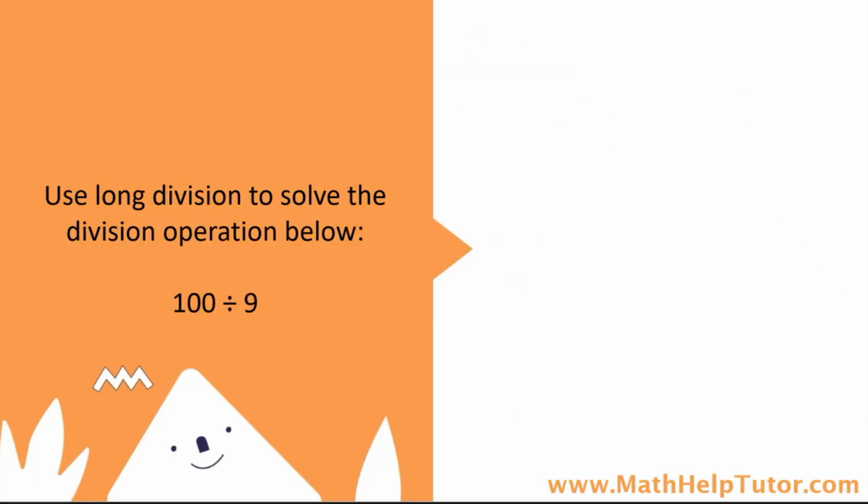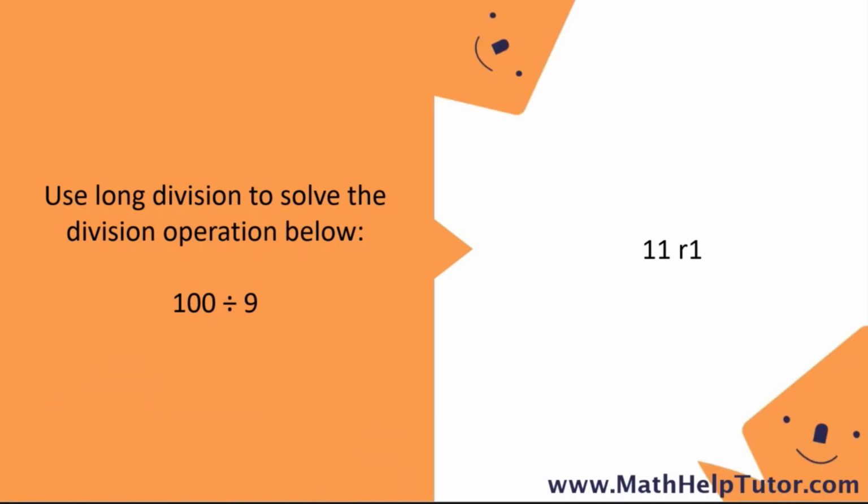Use long division to solve the division operation below. The answer is 11 with a remainder of 1. So how did we arrive at this answer? So first, we write our dividend and our divisor side by side. So we have 109. Next, we draw our long division symbol, and then we choose the digits that we can use to divide by 9. So let's choose 1.